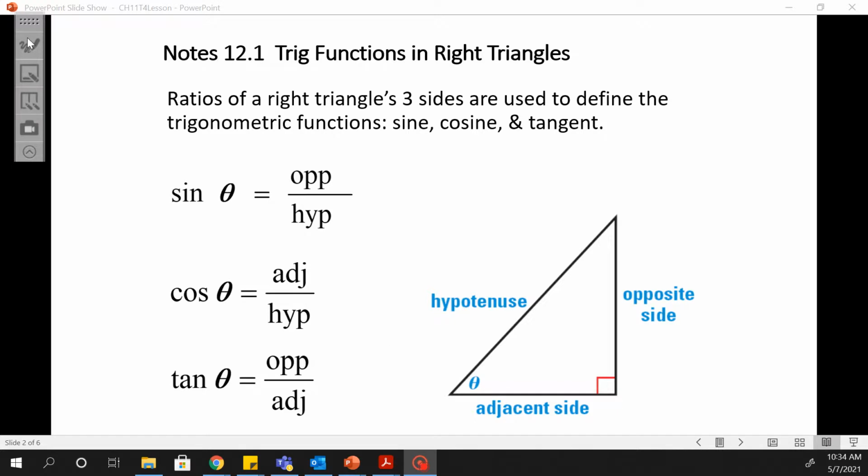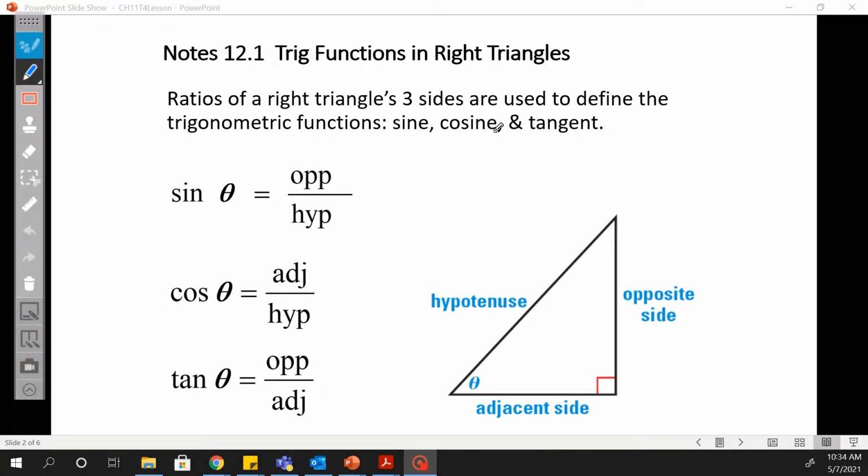A way to remember this is SOHCAHTOA. Sine, opposite over hypotenuse. Cosine, adjacent over hypotenuse. TOA, opposite over adjacent. Adjacent means next to, opposite is across from, and the hypotenuse is across from the right angle.